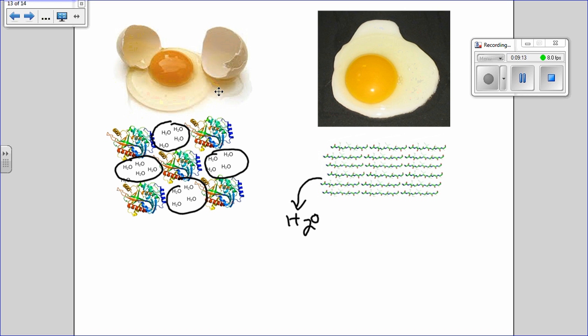So this is a short little reminder of how protein denaturization or denaturing causes changes in proteins and enzymes that result in functional changes in those proteins and enzymes.